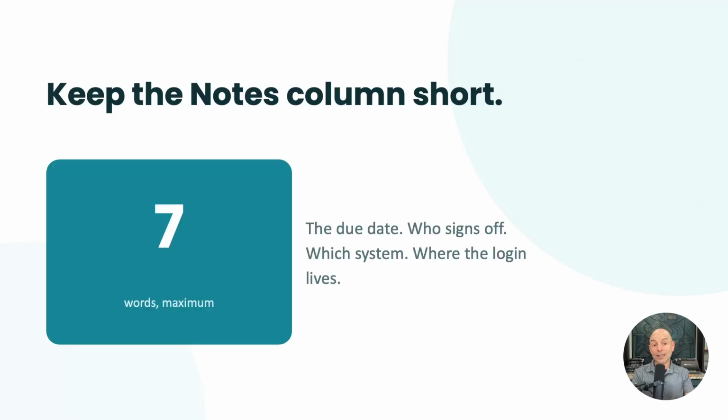There is a notes column in this spreadsheet as well, and it is going to be super important in completing that column that people keep it short and sweet. I like to suggest no more than 7 words, maybe the due date or who signs off on it or what app or system it is in. But when people start to write paragraphs or even sentences in that note column, this becomes a lot harder to keep up to date and a lot harder to manage.